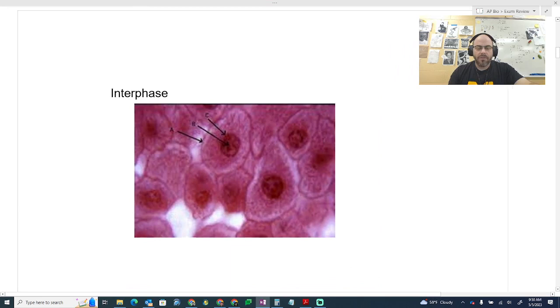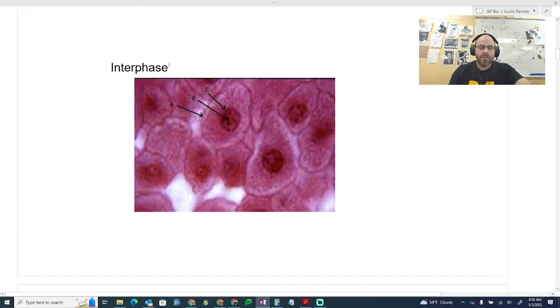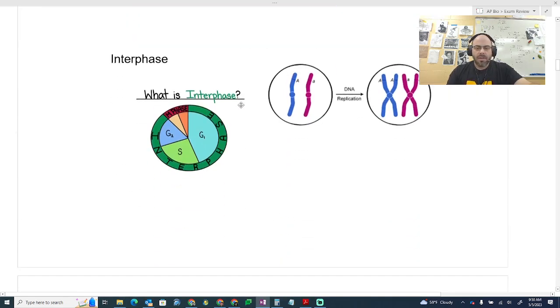Let's talk about interphase first. Inter means between, so this is the phase between cell divisions. During interphase, the nucleus is present. You can literally see the nucleus. This is the normal life cycle of the cell. It's broken up into 3 parts.